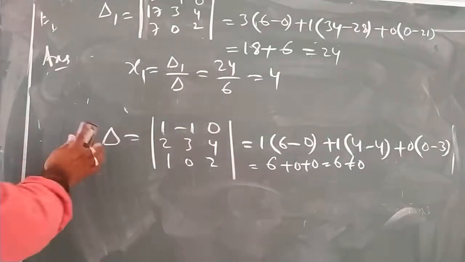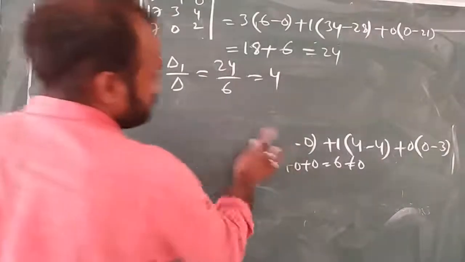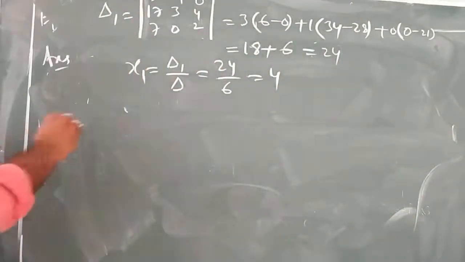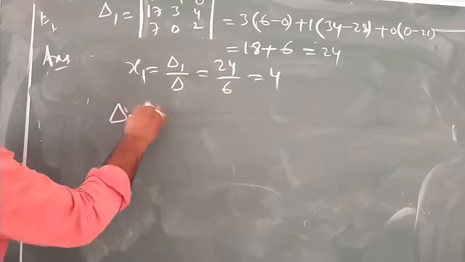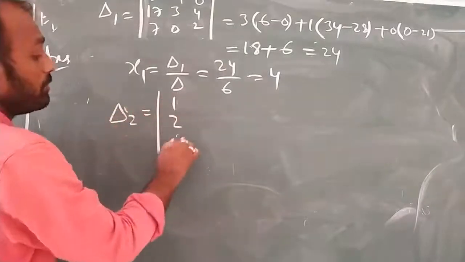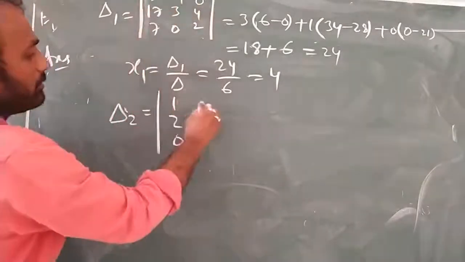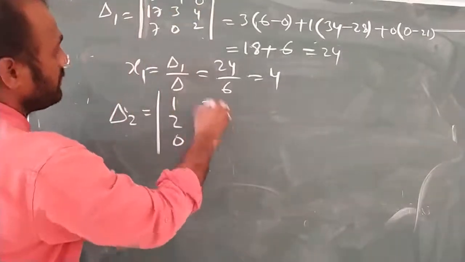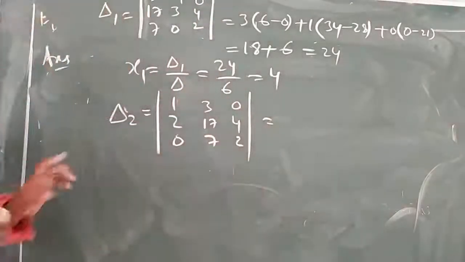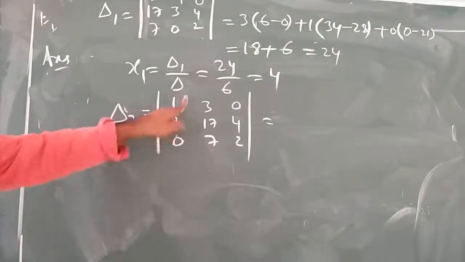Similarly, we can find out delta 2. So delta 2 is the replacement of the second column, so the first one will be as such. What was the first one previous in the question? 1 2 0 will be as such. In the middle it will come 3 17 7 and the last one will be 0 4 2. Why here do we need the second? That's why we need to change the second column.